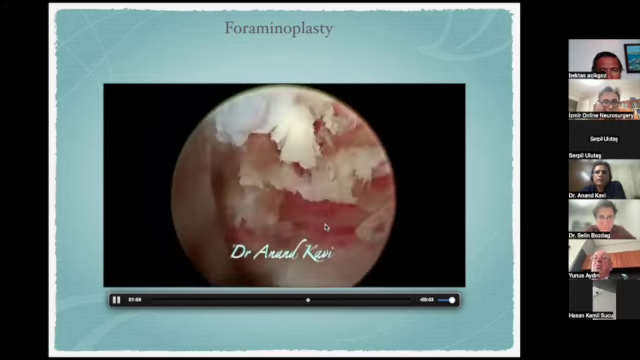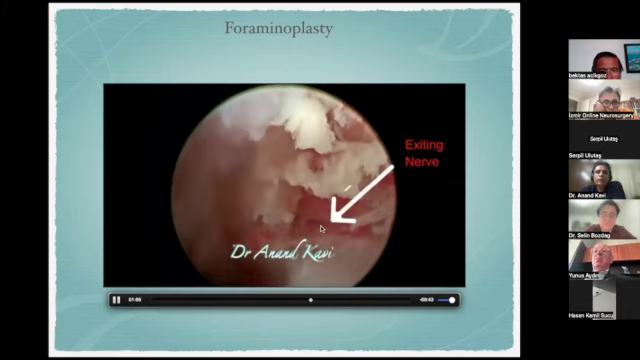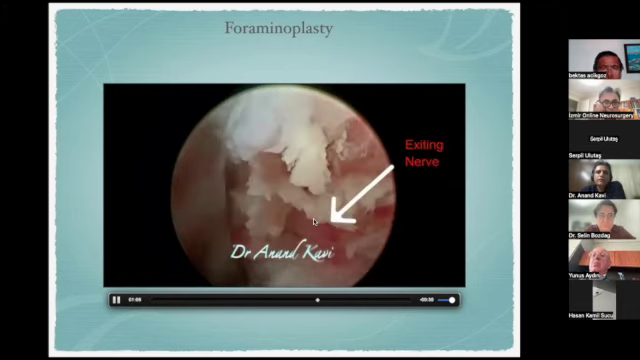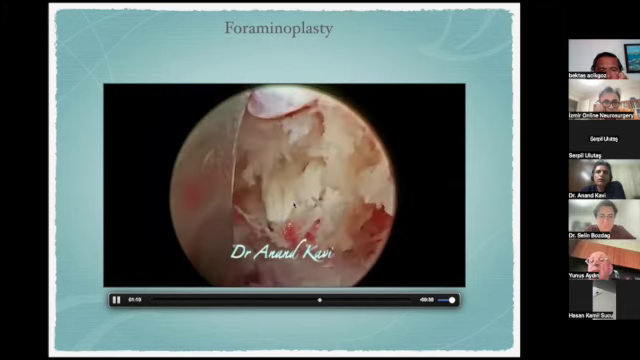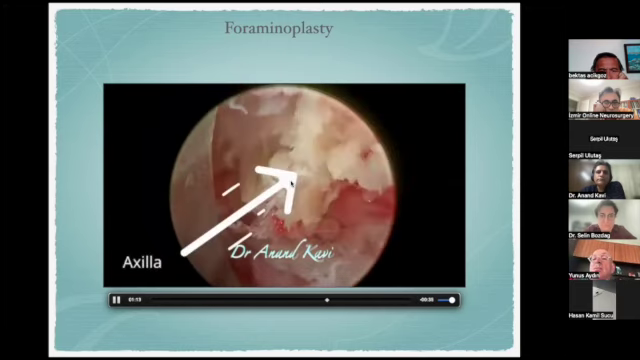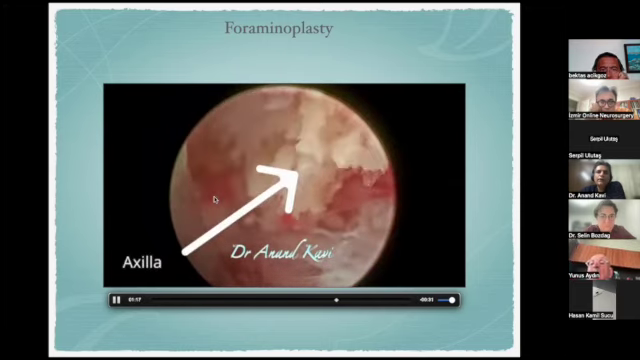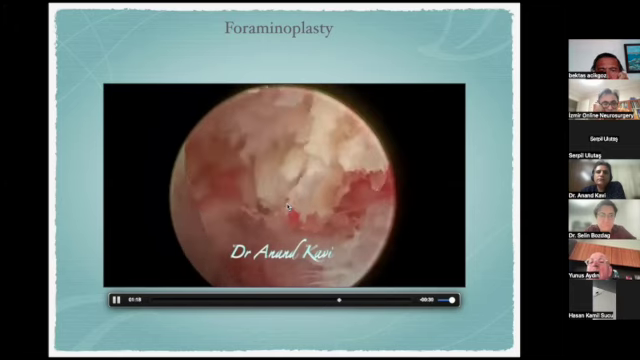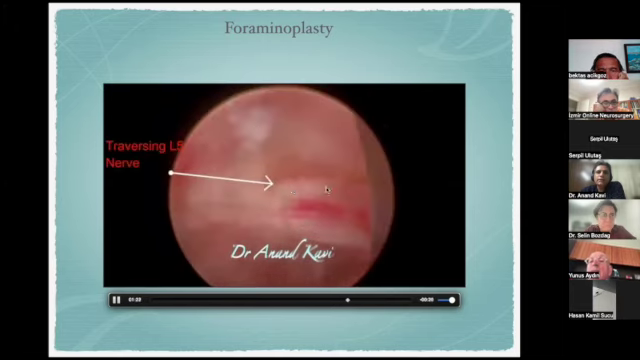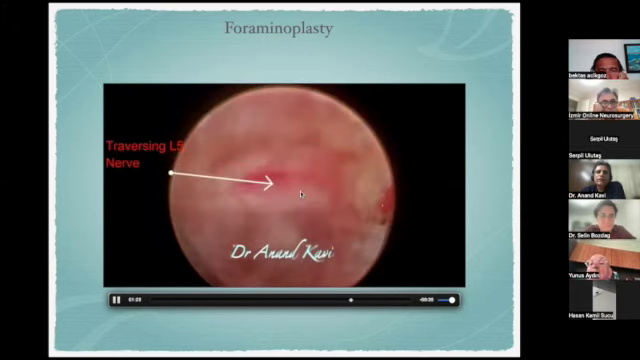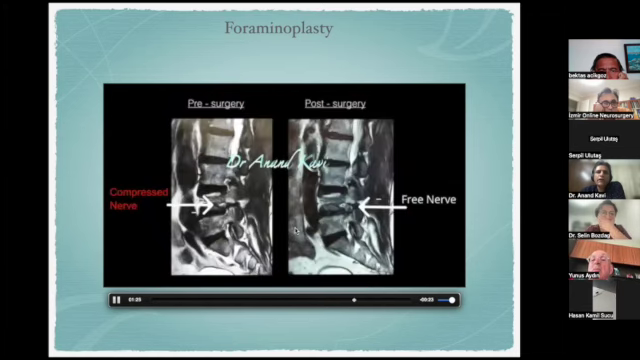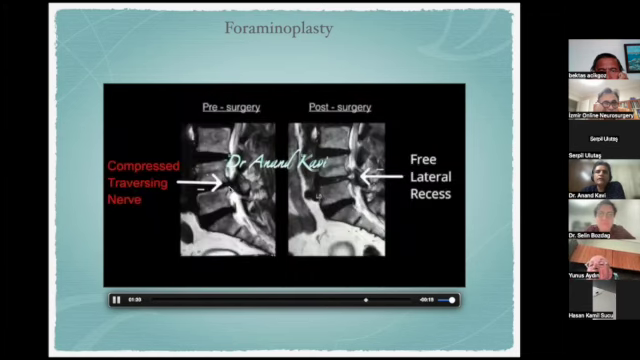this is the exiting nerve in view now. This is the tissue in the axilla of the exiting root. And this is the dural tube and the lateral recess, the traversing nerve just passing here. So now you can see that you have freed both the nerves, and this is the pre and post-operative MRI showing good decompression in the lateral recess as well as the foramen.